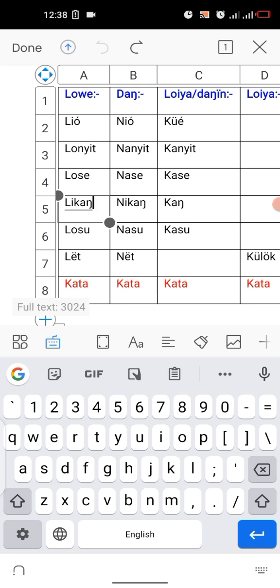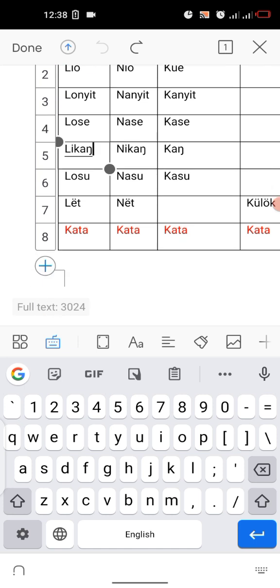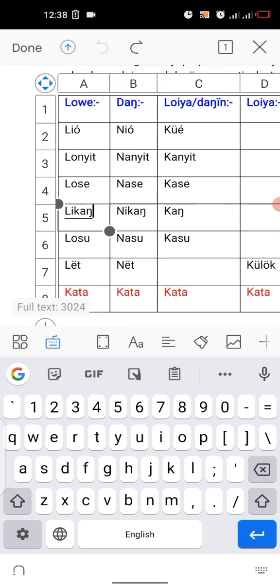If you want to say your arrow, when referring to many people, you will say lower Losu. If you want to say your arrow when referring to one person, you will say lower late.